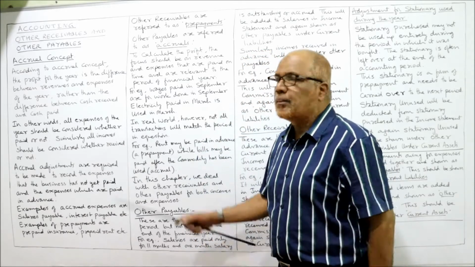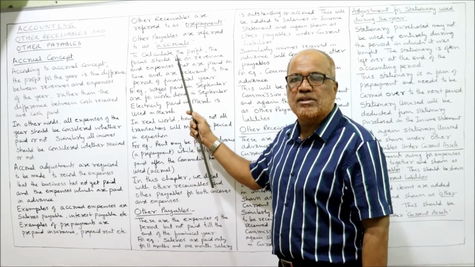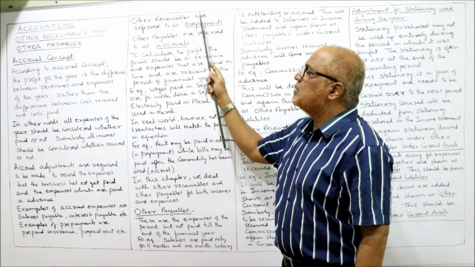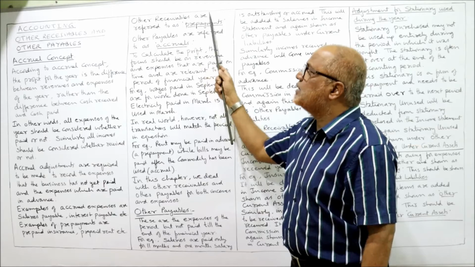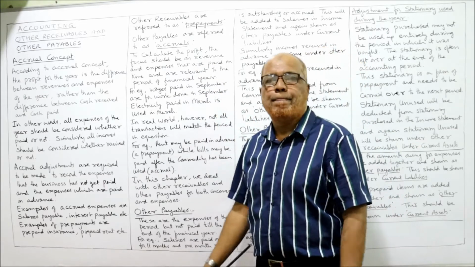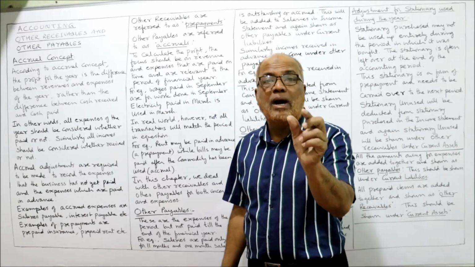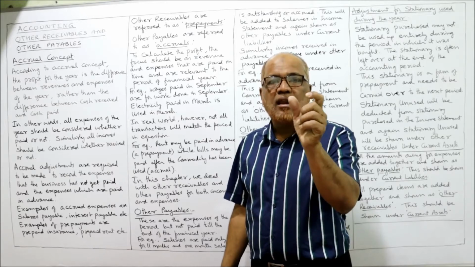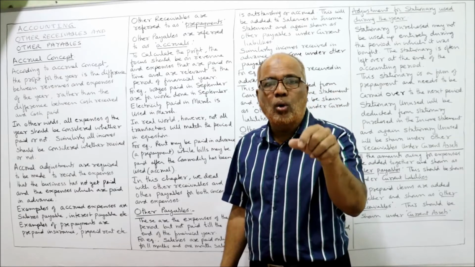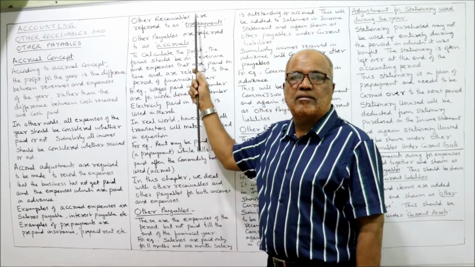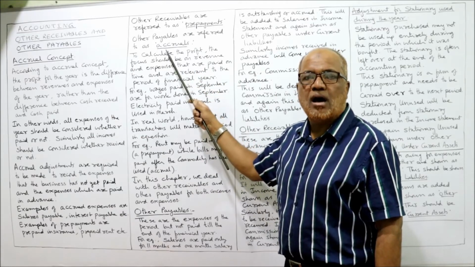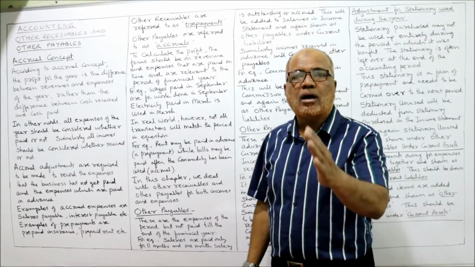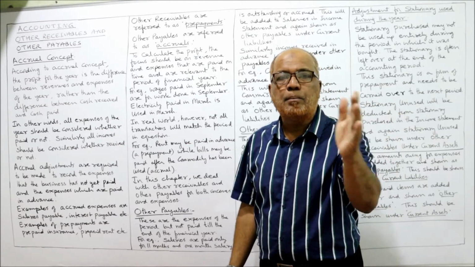Now what are the other payables and other receivables? First of all, other receivables are referred to as prepayments. Remember the concepts, words. Other receivables are known as prepayments and other payables are known as accruals. Accruals, other payables.